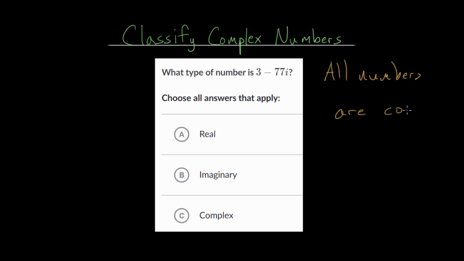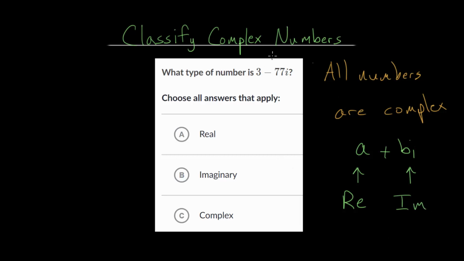are complex. So every possible number, whether it's a normal real number like 3 or a purely imaginary number like minus 77i, all numbers are complex numbers. And they're usually written in the form a plus bi, where this a value is a real number and this bi is an imaginary number.